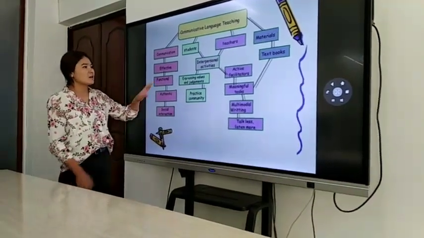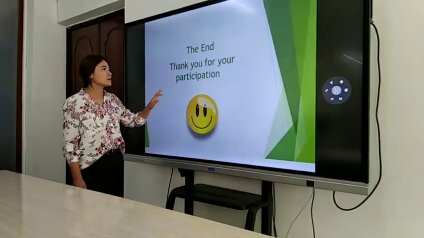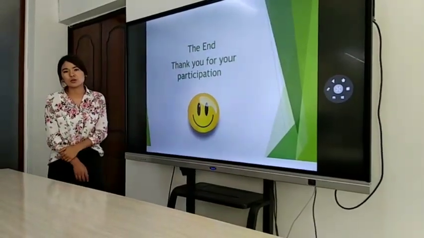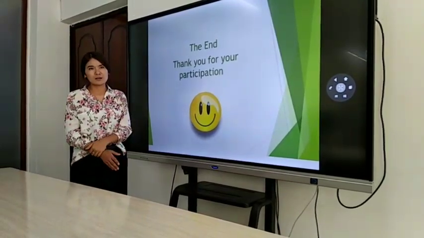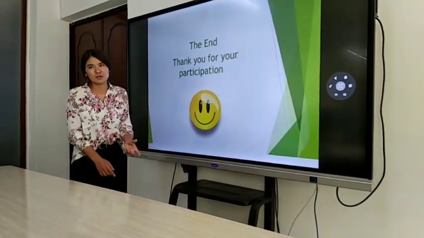And there are some examples for CLT methods, for example, students, teachers, and different kinds of materials. And this is also another lesson for learning language and international methods.